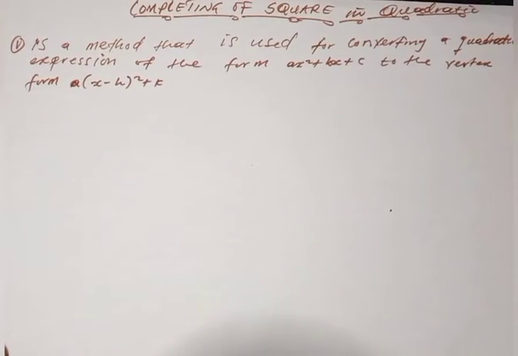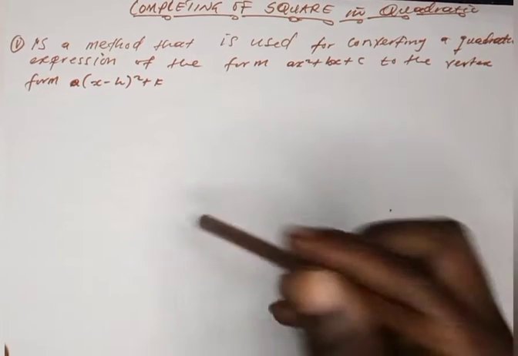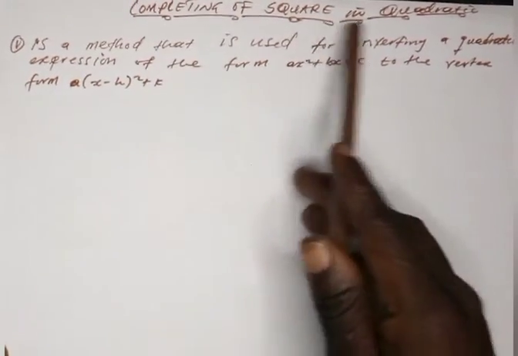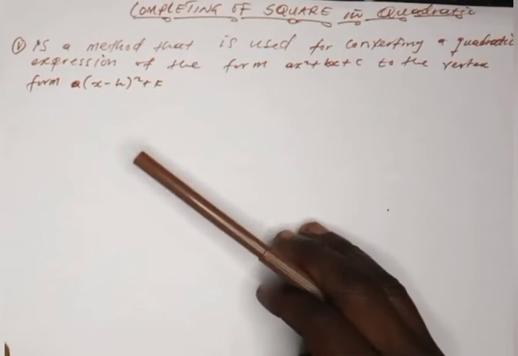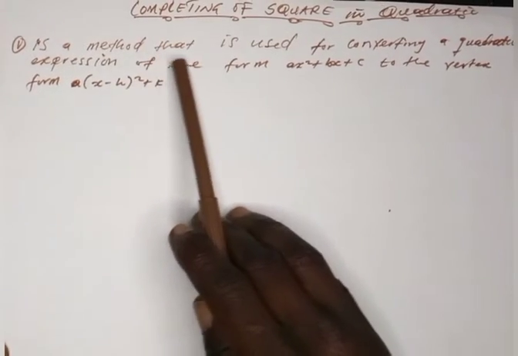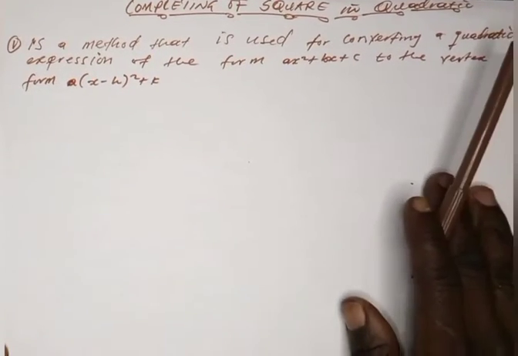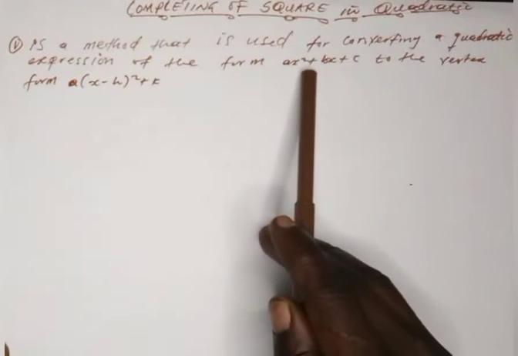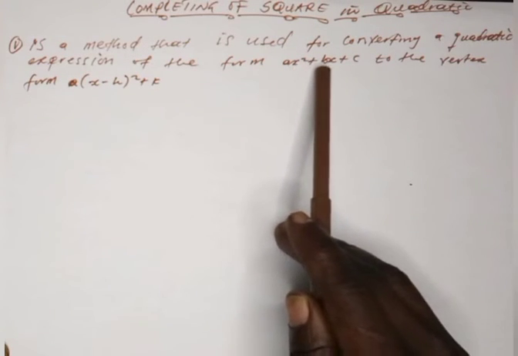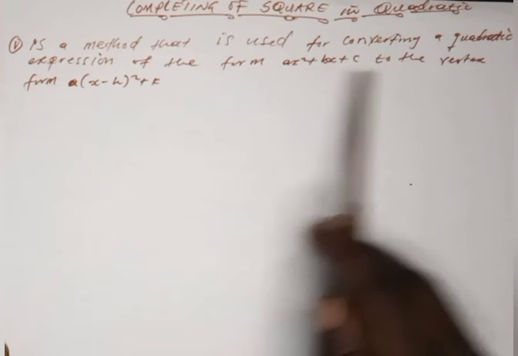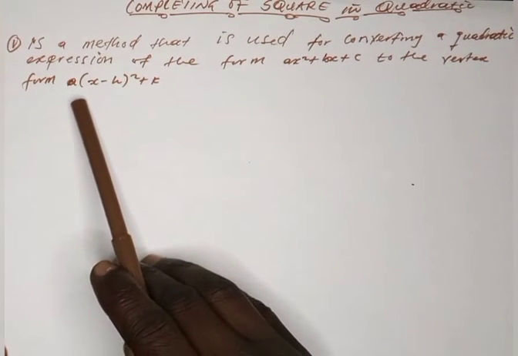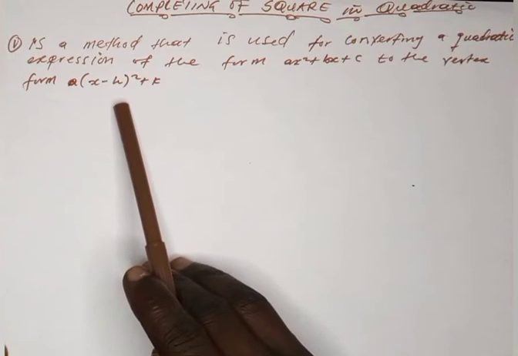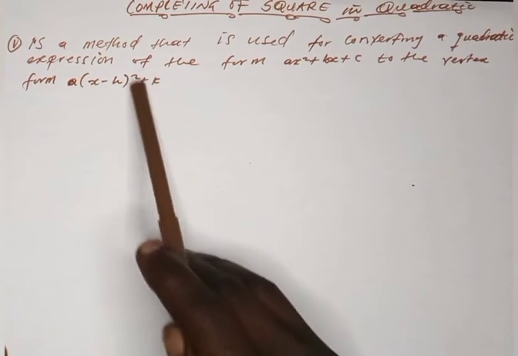Hello guys, last time we were looking at the quadratic equation using factorization, and today's topic is completing the square in a quadratic equation, which is the method used for converting a quadratic expression of the form ax squared plus bx plus c to the vertex form, which is a(x minus h) to the power 2 plus k.